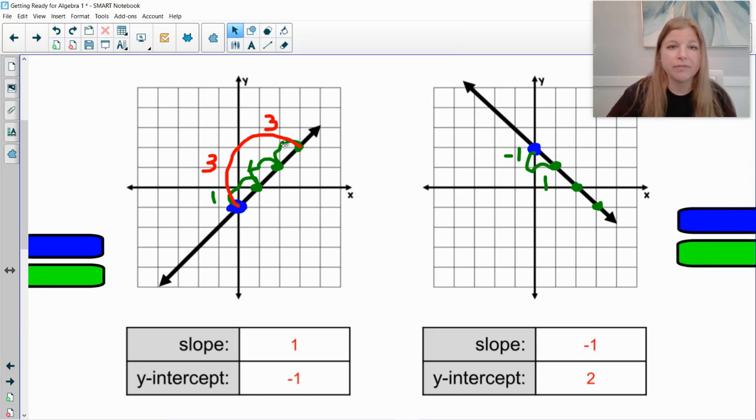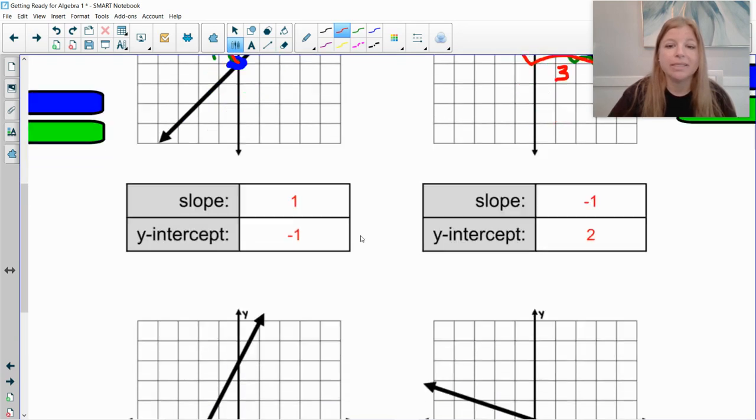Negative 1 divided by 1 is negative 1. So this first graph has a slope of positive 1. This second graph has a slope of negative 1. If I was to continue, I would see the pattern is going to continue. Down 1 to the right 1. Down 1 to the right 1. Even if I showed what I did before, if I go from the blue dot all the way down to this bottom green dot, that would be like going down 3 units and then going to the right 3 units. And negative 3 divided by 3 is that negative 1.